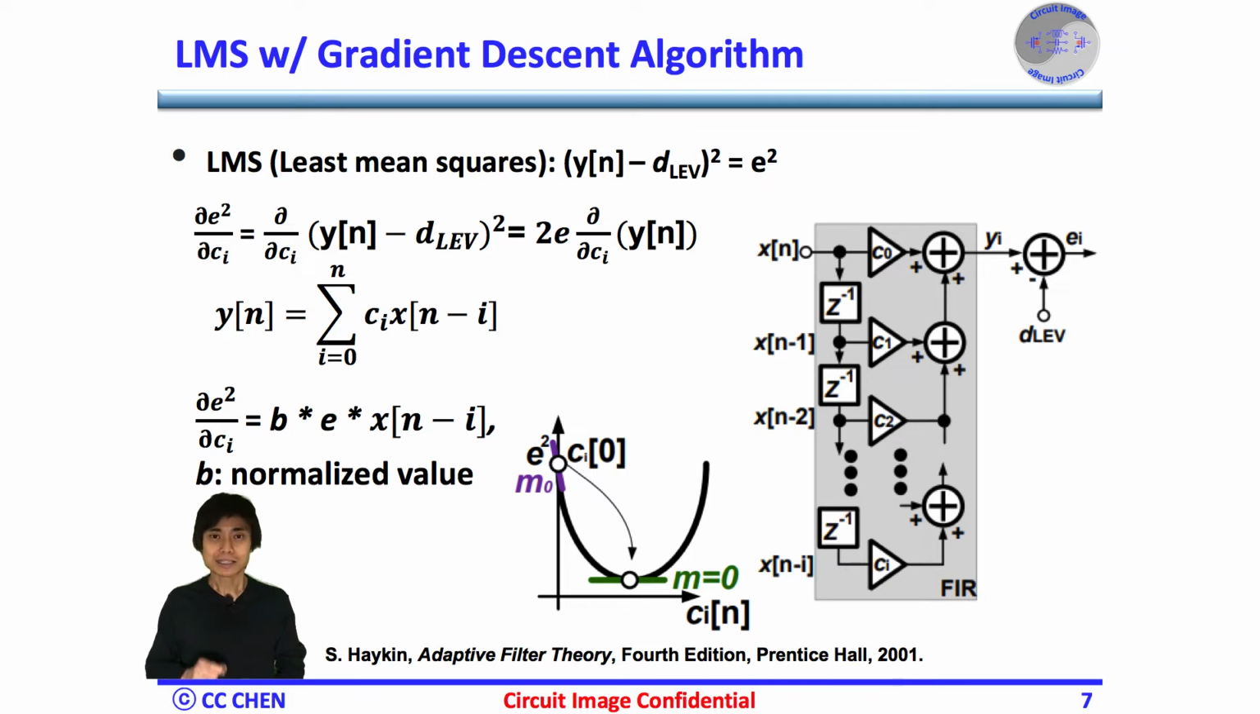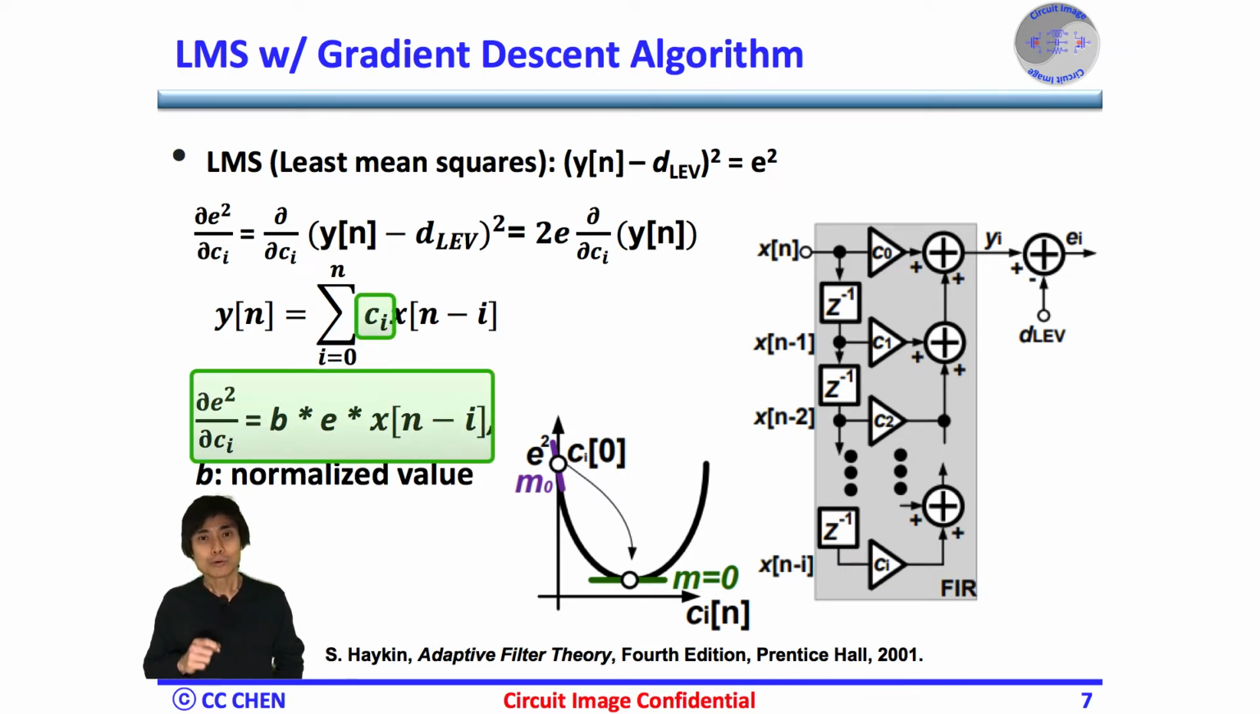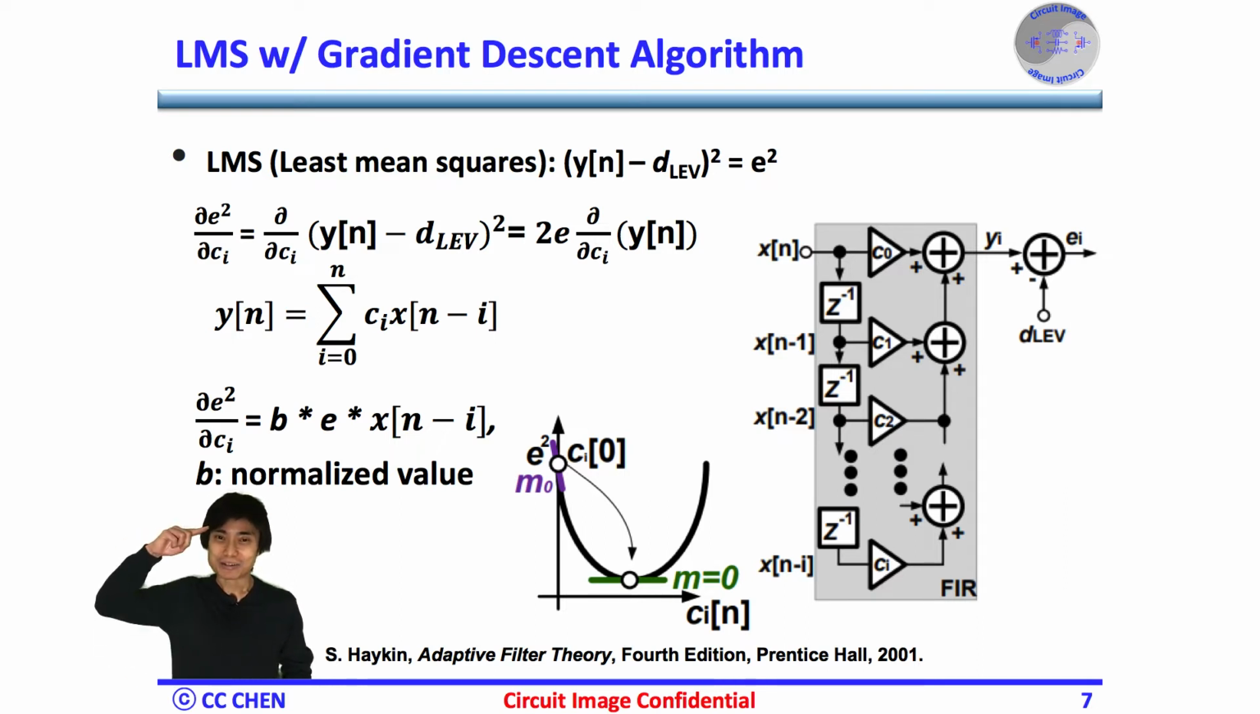For a particular Ci, the derivative shows the correlation would be the input x of n minus i and the error, which is the output y of n minus the d left. But do you see any pitfalls of the LMS adaptation here? Think about it for 5 seconds.